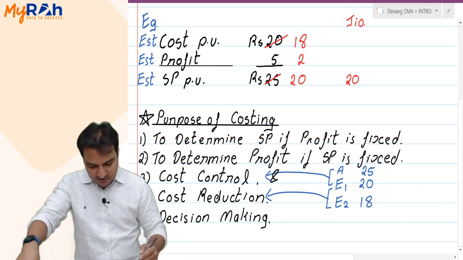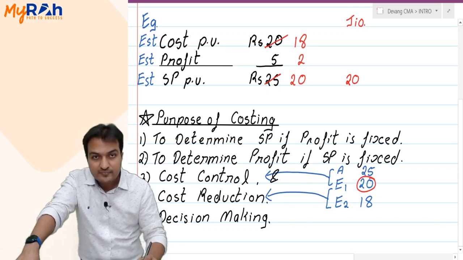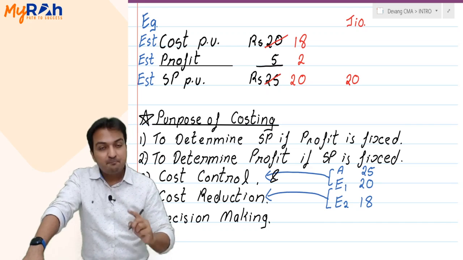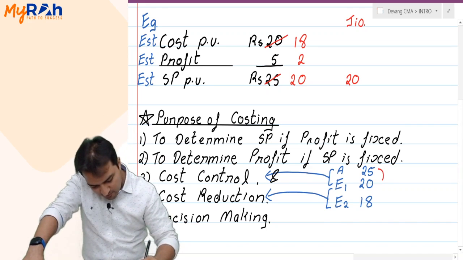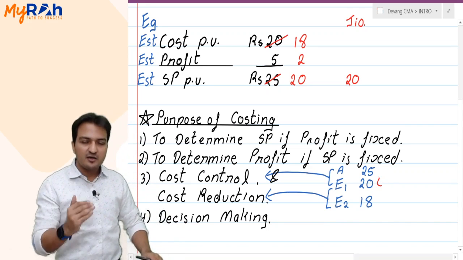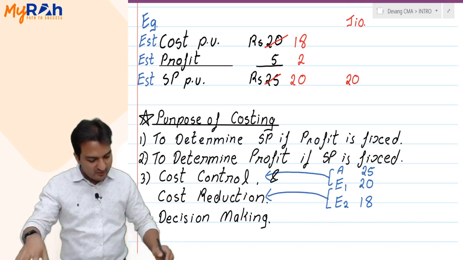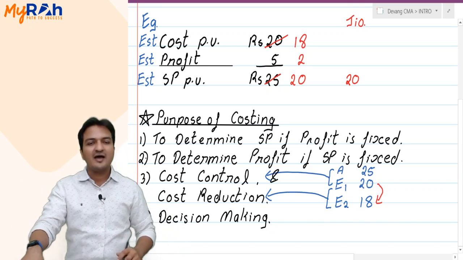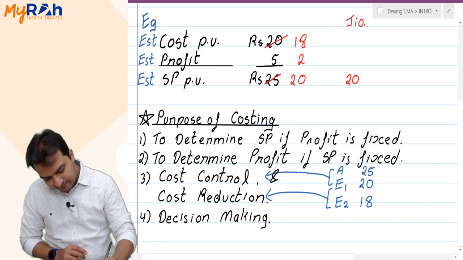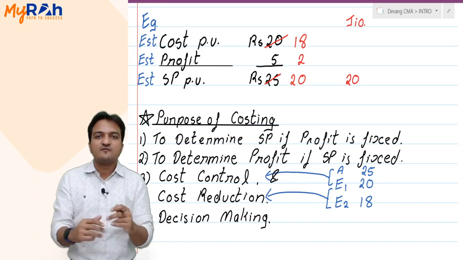Why not? Because this 20 was not actual, it was estimate. And if this was estimate, then this estimate did not have any mistake at all. Look, by preventing mistakes, I can come from 25 to 20. Because 25, 5 rupees extra, I incurred because of some mistakes. By preventing mistakes, I can come back to 20. But from 20 to 18, if I want to go, I cannot do that by preventing mistakes. For going from 20 to 18, I need to think of something else.